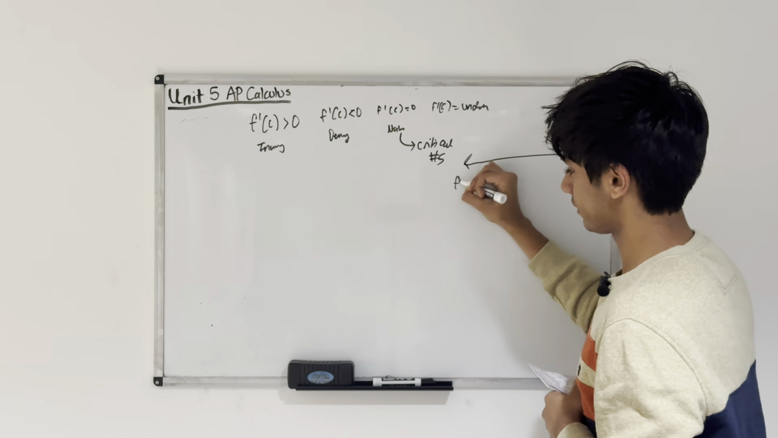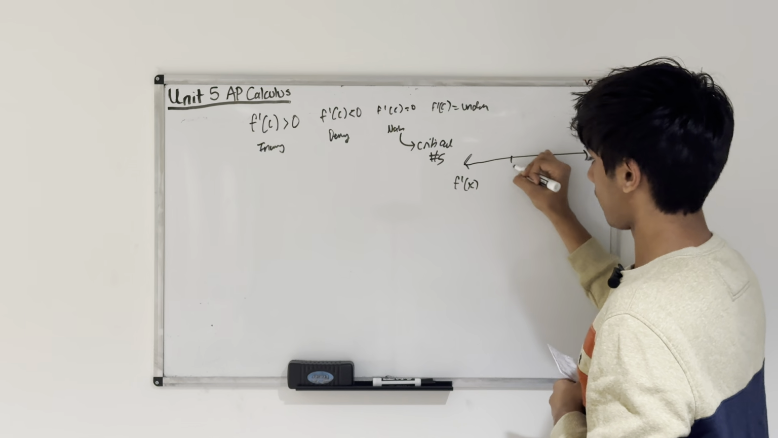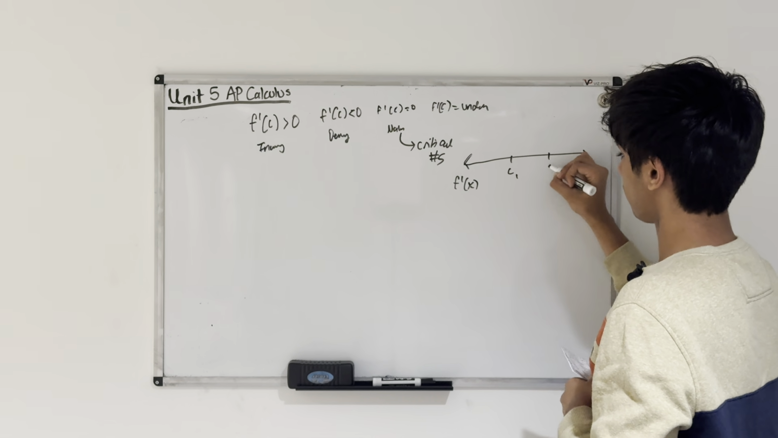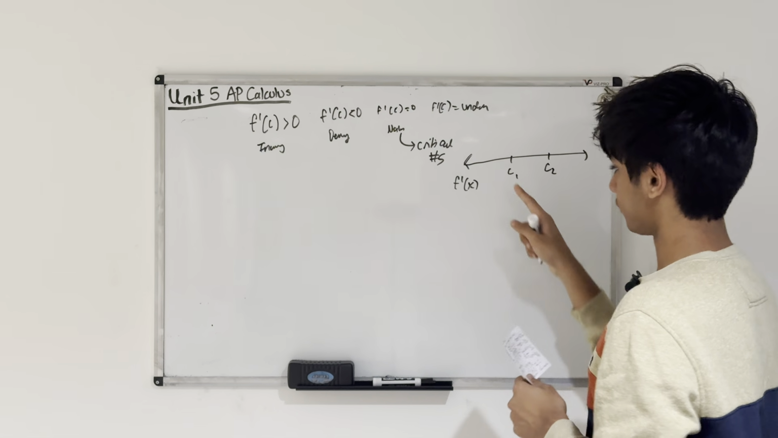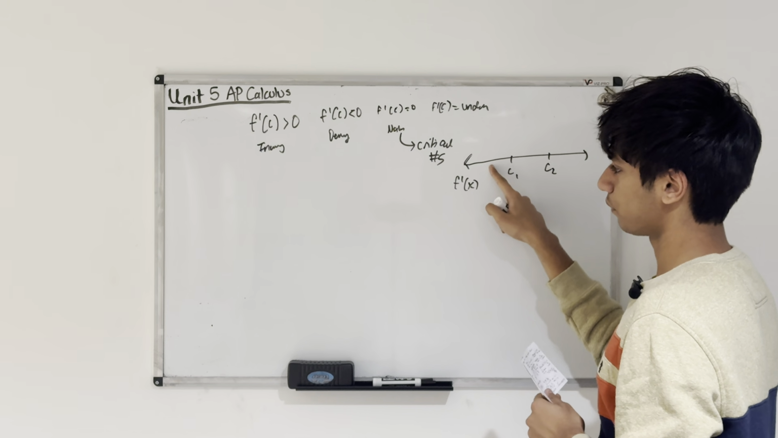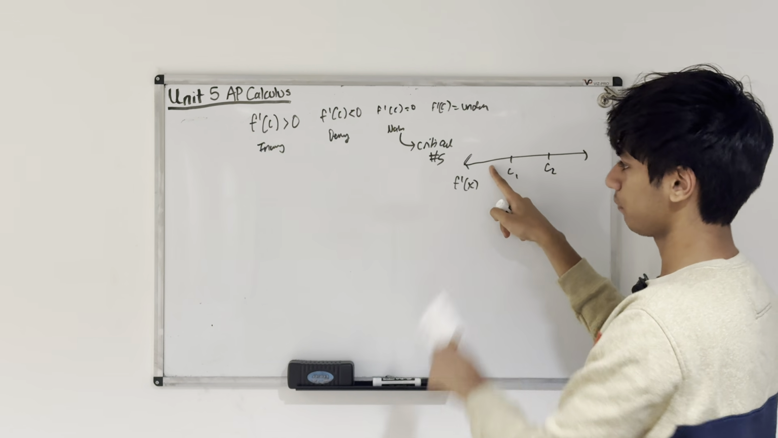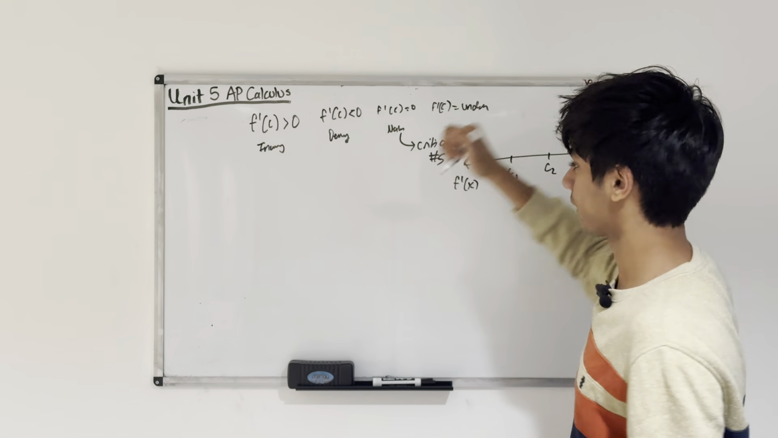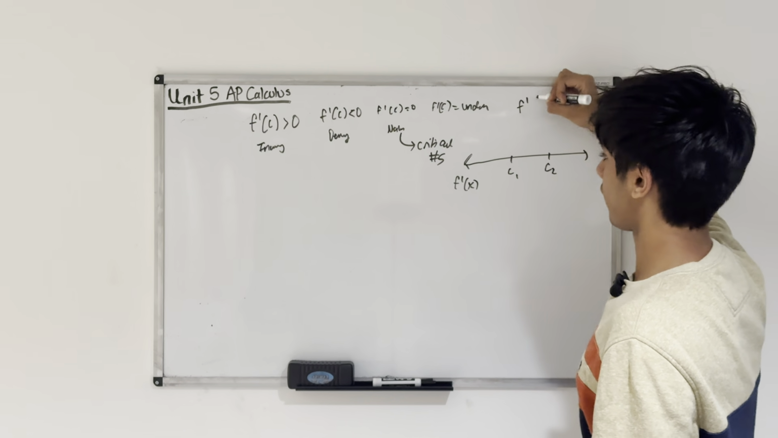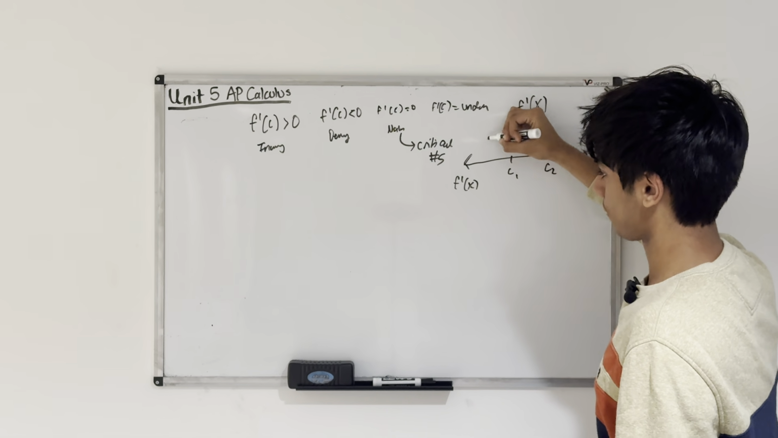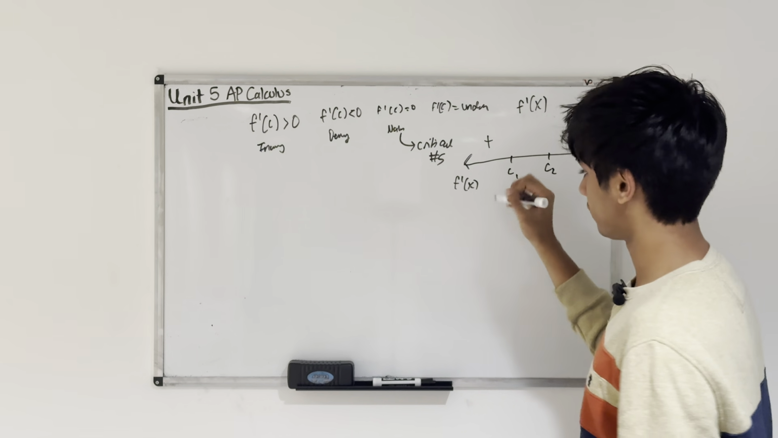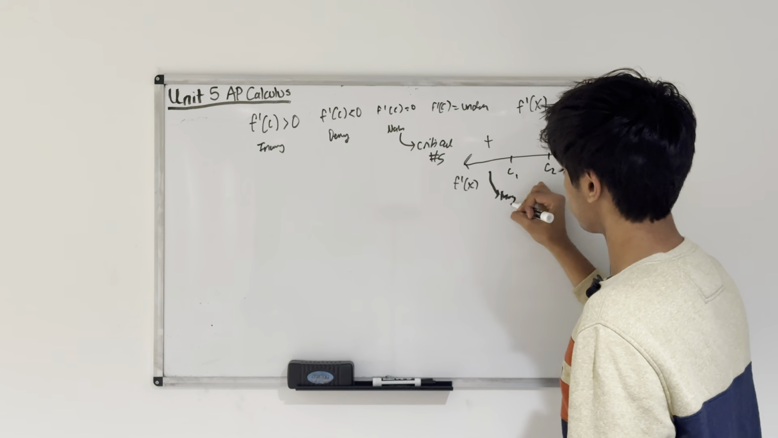We're going to label the number line as f prime of x, and then we're going to write in our critical numbers, critical number 1, critical number 2, and then we're going to test out points and see if it's positive or negative. So here we test out a point, so pick any point before c1, plug it into your f prime of x function, and see if it's positive or negative. So let's say it's positive, right? That means the function is increasing, so it's increasing here.